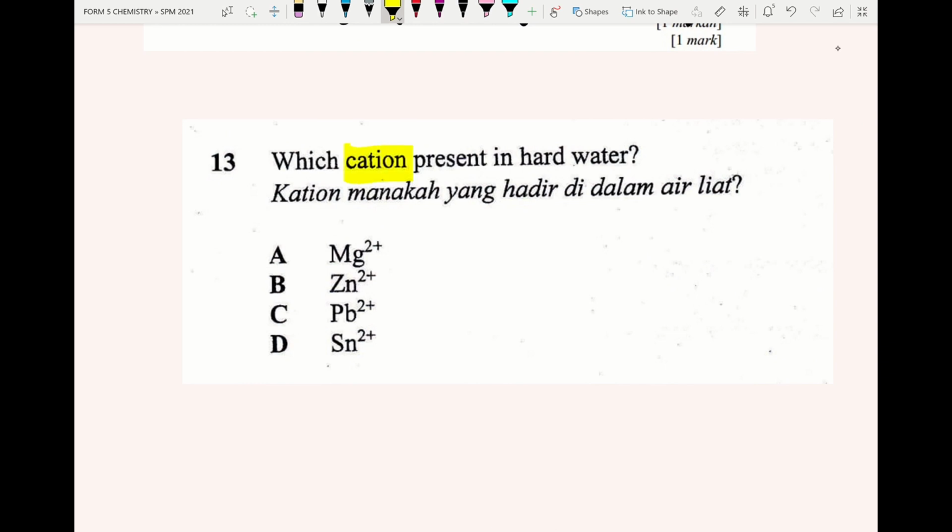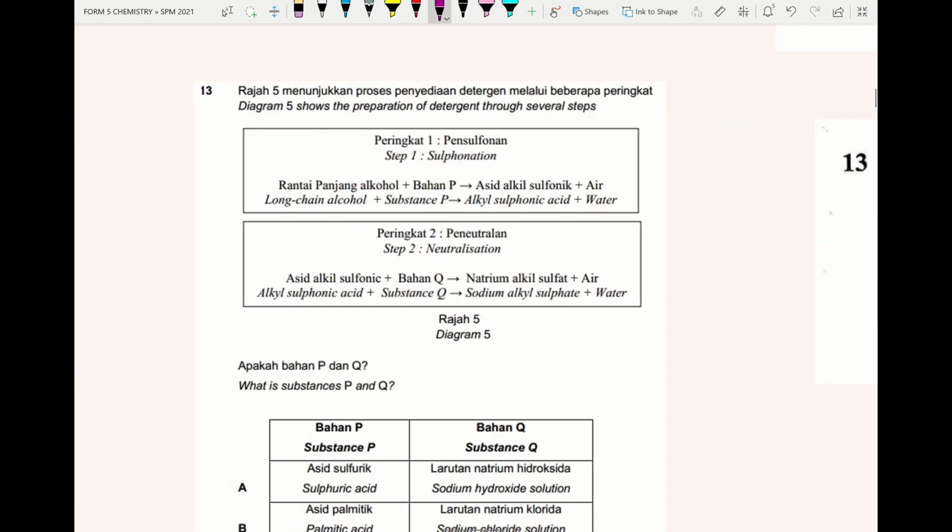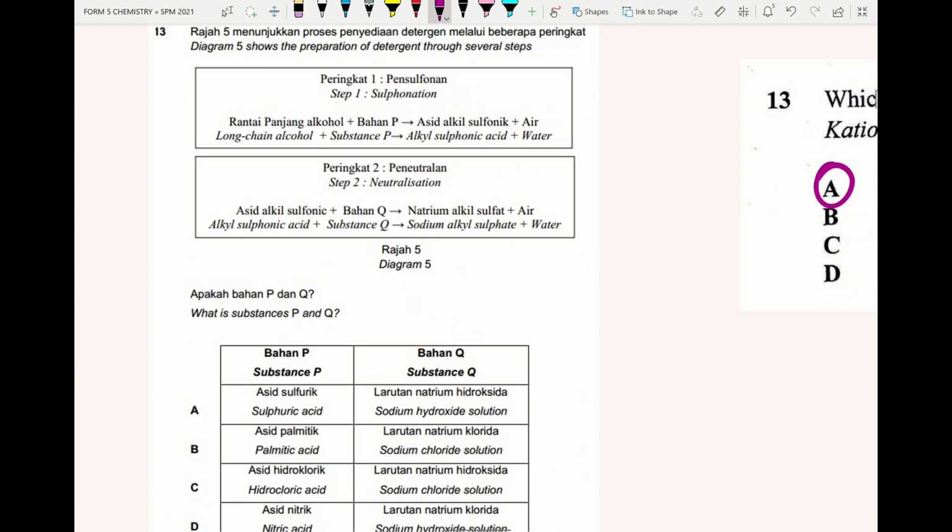State the cation that is present in hard water. Please remember the cations present are calcium ion and magnesium ion. So the answer will be A. Please check this one.